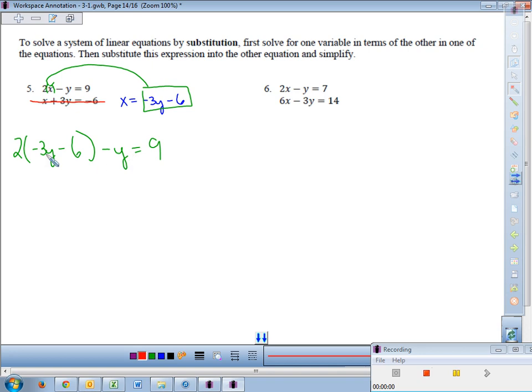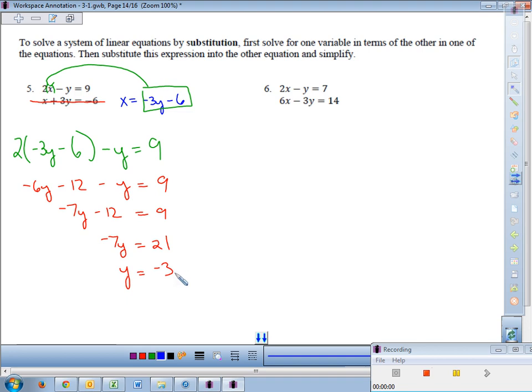Now this equation is beautiful because all it has for variables in it is y's. So I can distribute the 2 through and get a negative 6y minus 12, and there's still a minus y equals 9. I've got some like terms on the same side. That is negative 7y minus 12 equaling 9. Add 12 over and get a 21. And then divide both sides by negative 7, and y equals negative 3. There's half our answer right there. We know the y value of where these lines intersect will be negative 3.